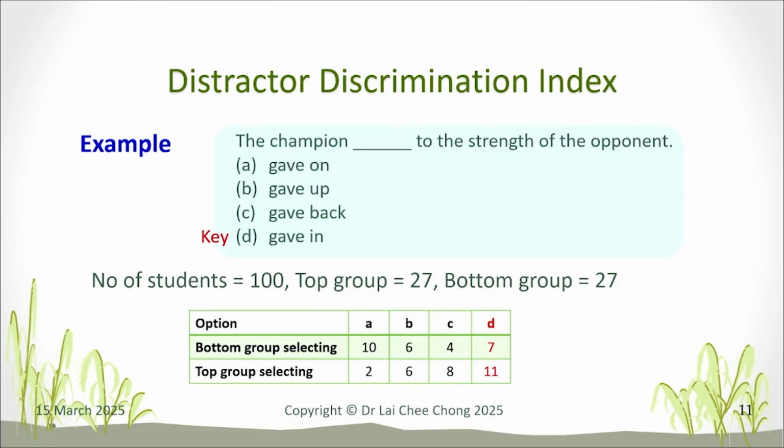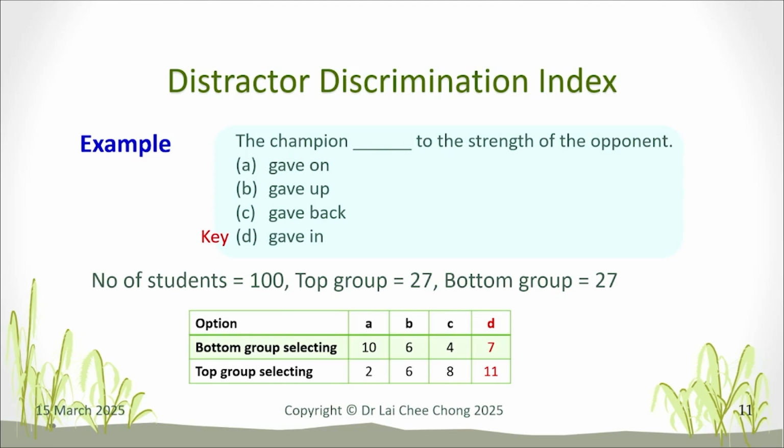Now, let me give one example, the language. You have this one for students here for language. This is a fill in the blank, okay? The champion, dash, to the strength of the opponents. I got 4 options here: give on, give up, give back, give in. So, which is the correct answer? Of course, I put a key there. Okay, so D is the correct answer, but A, B, C are all distractors.